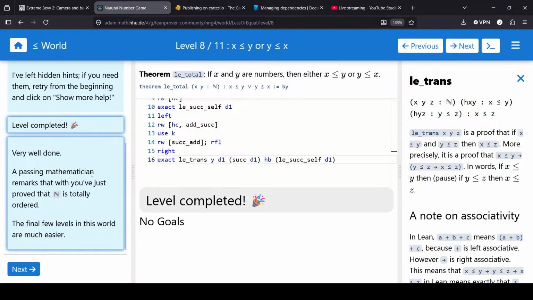Well, very well done. A passing mathematician remarks that you've just proved that n is totally ordered. The final few levels in this world are much easier. Holy moly.